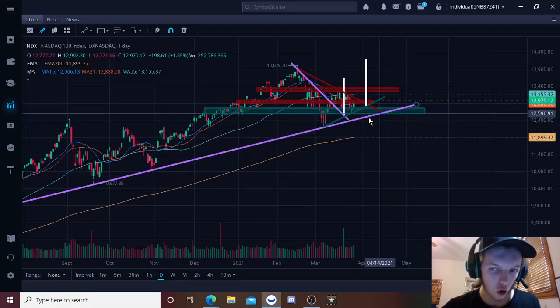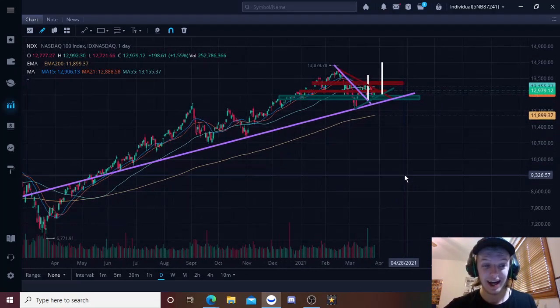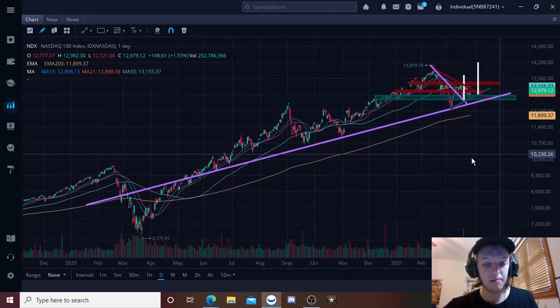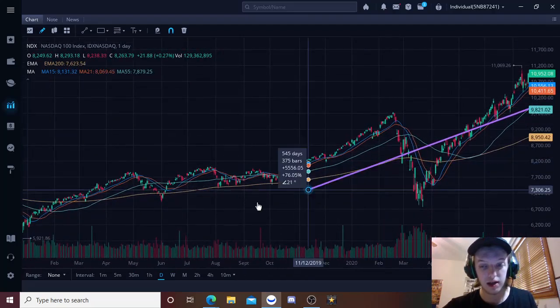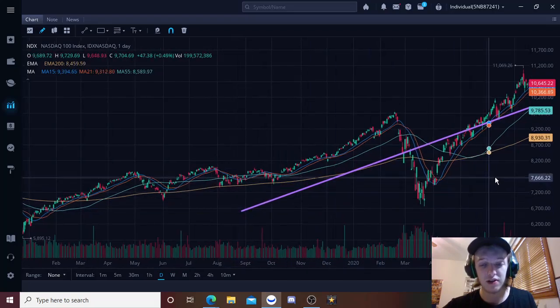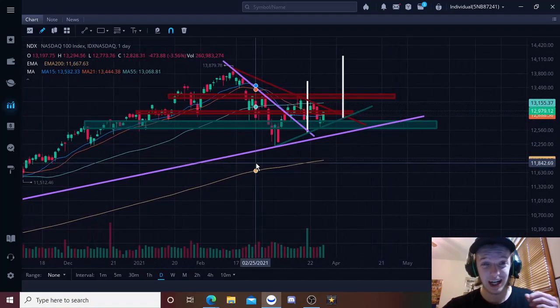As long as we hold and validate and respect that level of ascending support, this purple level has been validated basically countless times. And if you actually drew that back further, it would have a lot more validations as well, I think. I have not done that yet, but I would assume so because it's such a respected level.